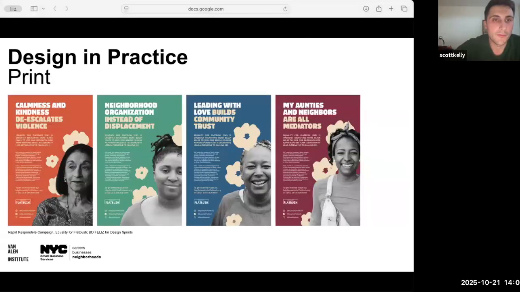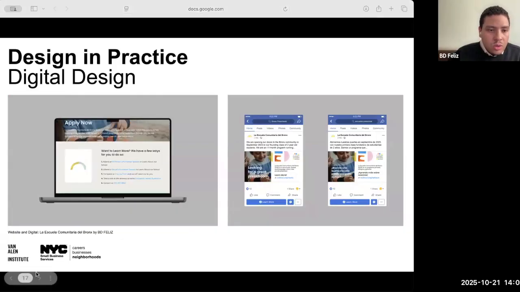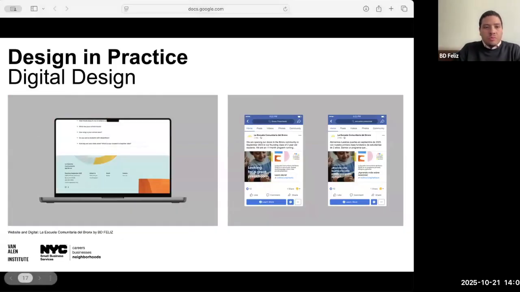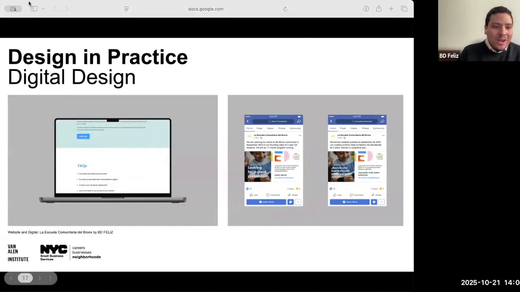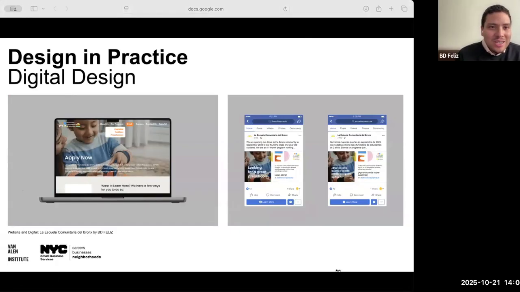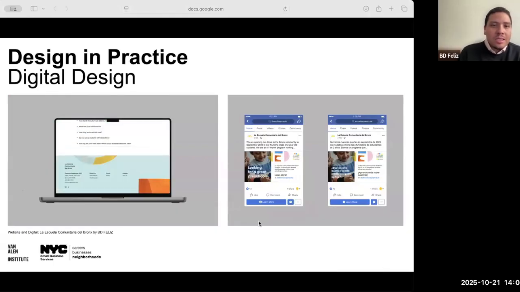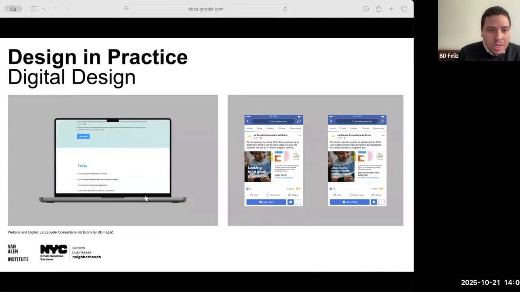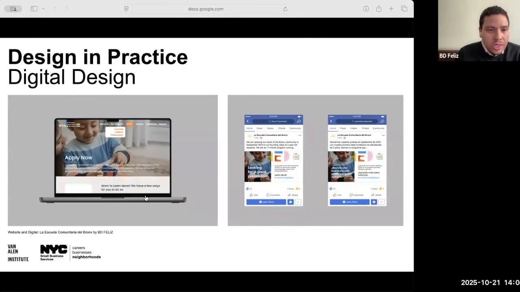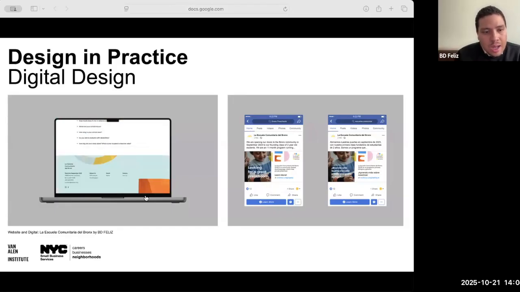Well, this is an example of a website that I worked on with La Escuela Comunitaria del Bronx. It's a preschool. Honestly, I feel like you touched on most of the points I had to make, Scott, so I guess I'll just reiterate that. Yes, websites are a space, and digital design is a way in which we are able to express design and the work that we do.